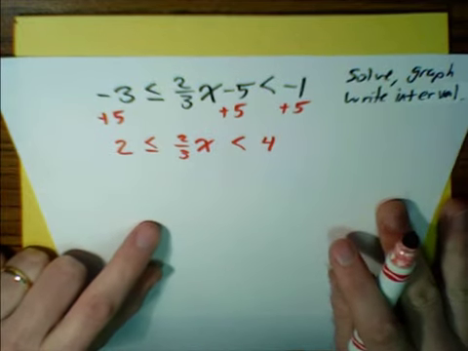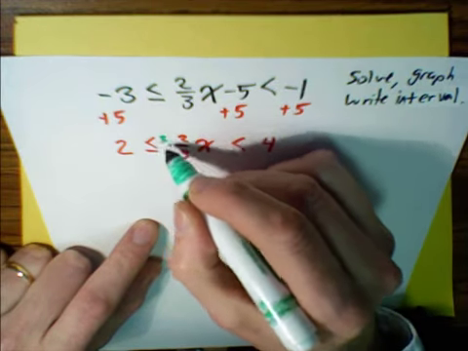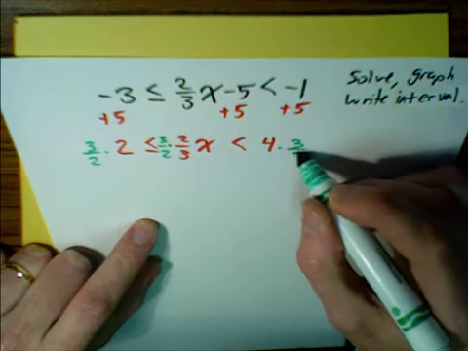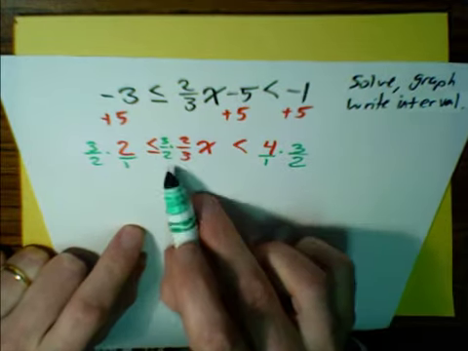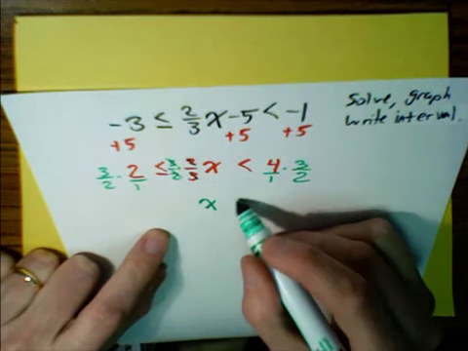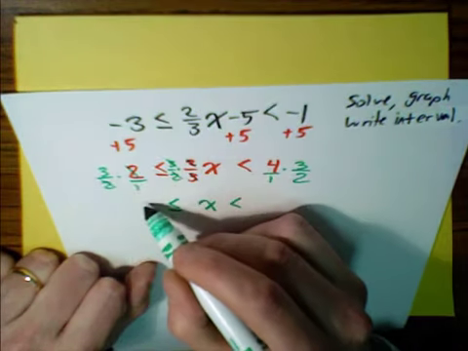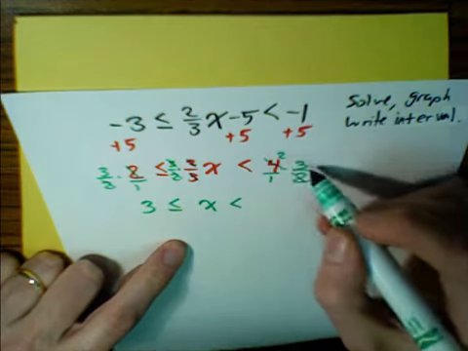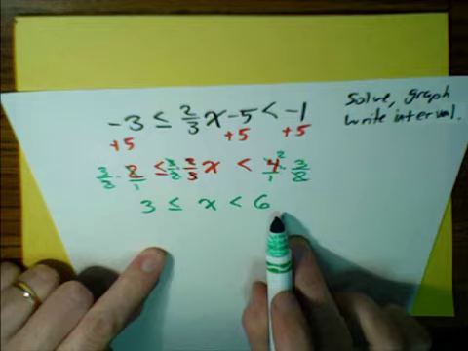Now how do you get rid of a 2/3? I'm going to switch colors here. One way of getting rid of 2/3 is to multiply by 3/2. And if it's more helpful to see fractions, I'm going to multiply all three parts by 3/2. And here, these fractions cancel out, so I'm left with x in the middle. My inequality symbols don't change. 3/2 times 2 is just 3. 4 times 3/2, these cancel. I'm left with 6. And my final result, x is bounded between 3 and 6.